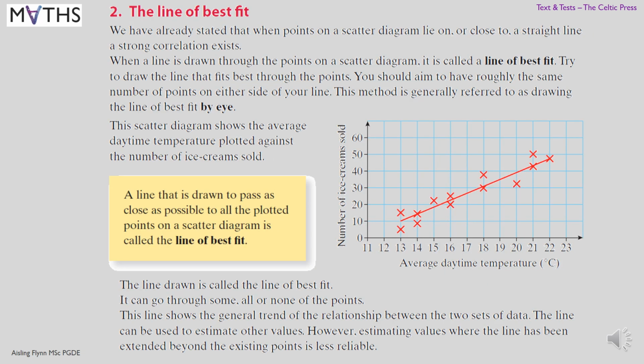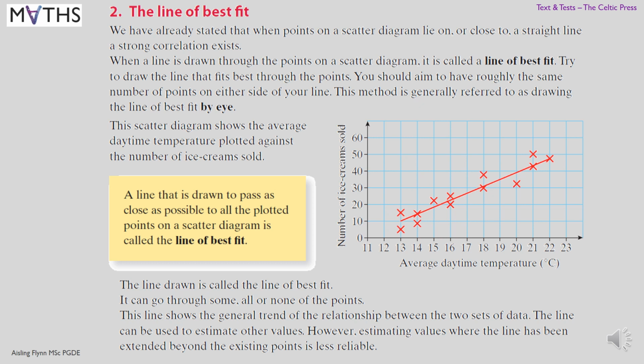Okay, now we have a line of best fit, and I've approximated this in previous slides, where I can imagine a straight line should be. We have already stated that when points in a scatter diagram lie on or close to a straight line, a strong correlation exists. When a line is drawn through the points on a scatter diagram, it is called a line of best fit. Try to draw the line that fits best through the points. You should aim to have roughly the same number of points on either side of the line, and this method is generally referred to as drawing the line of best fit by eye.